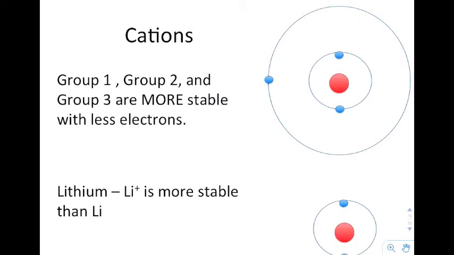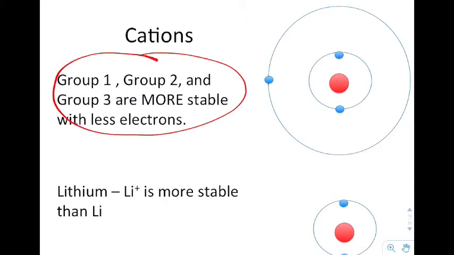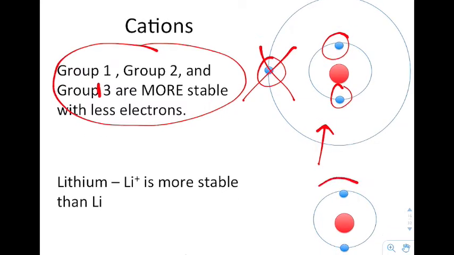Cations. Cations are very specific ions that have a positive charge. They are group 1, group 2, and group 13, and are more stable with fewer electrons. So this right here is an example of a lithium atom, because it has 1, 2, 3 electrons. It's not a lithium ion, it's a lithium atom. Lithium is much more stable if I remove this electron because at this point it has a full octet, or it has a full shell.